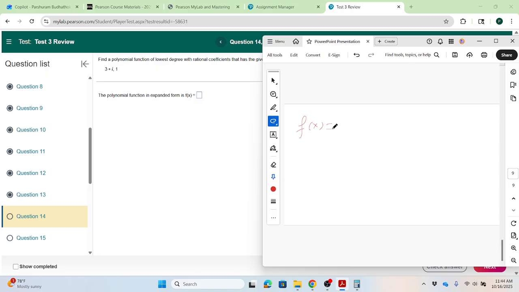for just one polynomial, you can say the leading coefficient is 1, and then one of the zeros is x minus 1, another zero is x minus 3 minus i, and another one is x minus 3 plus i. So these are the zeros. If you want to find this in expanded form, then you need to multiply these two.